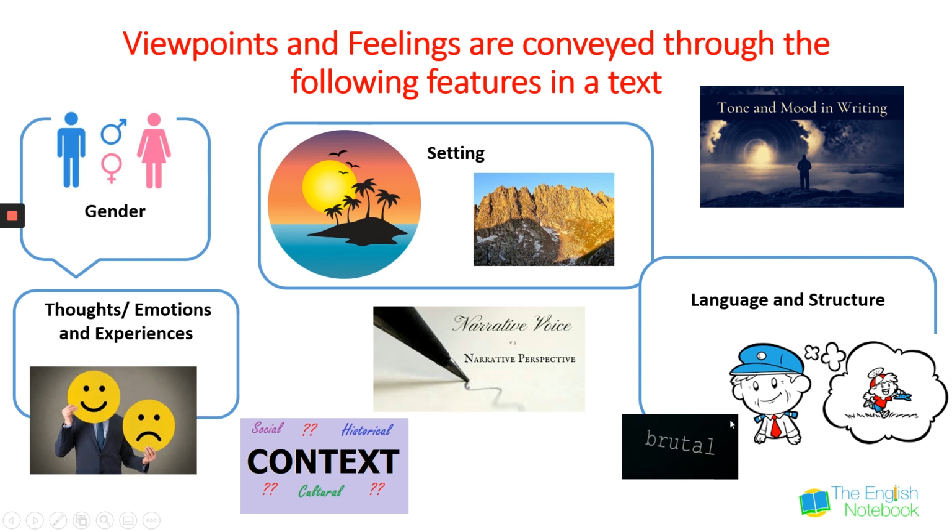Then have a look at also words. Emotive language, like in this case, brutal, quite an emotive adjective, suggesting something quite intense that might have taken place in a writer's life. Look at the experience. What does it suggest? How does he feel? Is he feeling quite upset? Is he quite disappointed? Have a look at that, and that will give you clues.